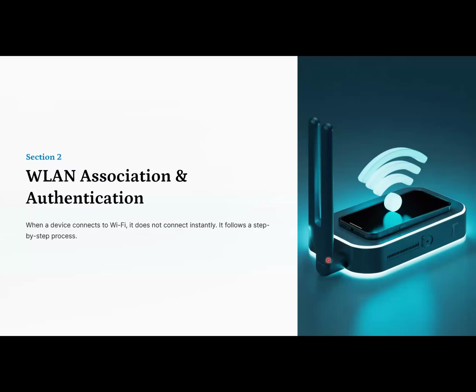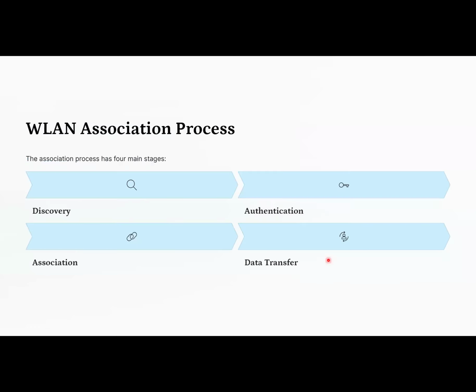Now, section 2, wireless association and also authentication. Remember I talked about what happens when we get connected onto the Wi-Fi. These are the processes that we go through when you connect to the wireless router or access points. First of all, at the discovery phase, when you connect your laptop or smartphone to the Wi-Fi network, it tries to look for some connection like the SSID. That is the discovery phase.